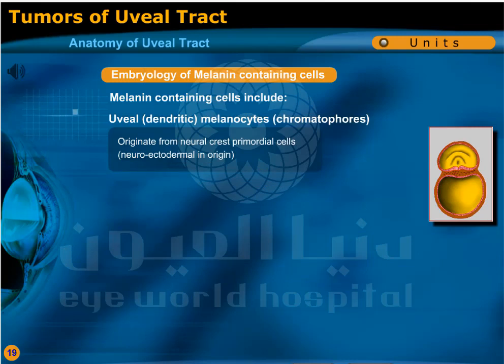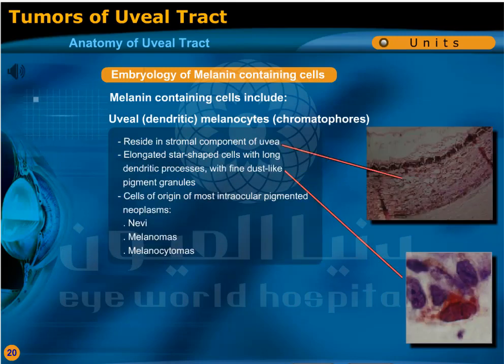Melanin-containing cells include uveal dendritic melanocytes, chromatophores, which originate from neural crest primordial cells, neuroectodermal in origin. Chromatophores reside in stromal component of uvea. They are elongated star-shaped cells with long dendritic processes, with fine dust-like pigment granules. Cells of origin of most intraocular pigmented neoplasms, nevi, melanomas, and melanocytomas.